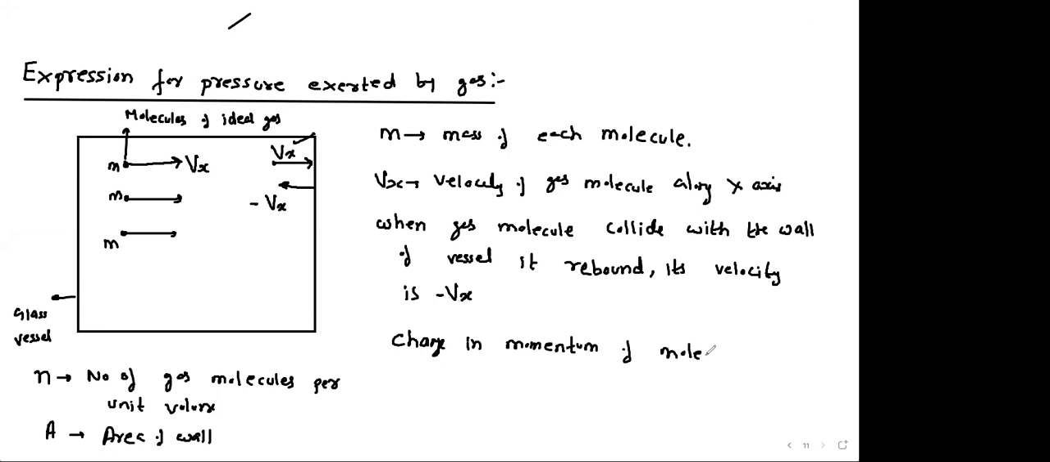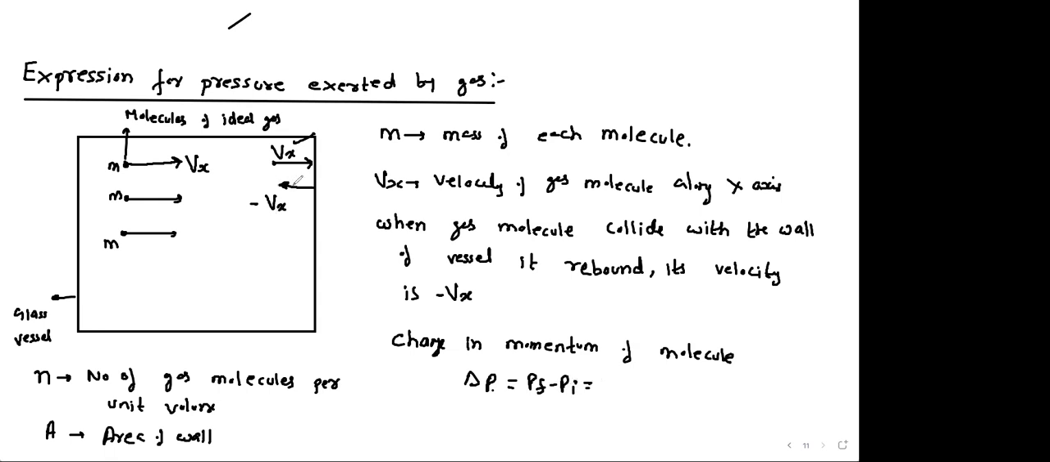Let's write this as delta P, okay? This change is along the x-axis. Now, how would you calculate change? Is it initial minus final or final minus initial? Yes, Anya. Change is final momentum minus initial momentum.